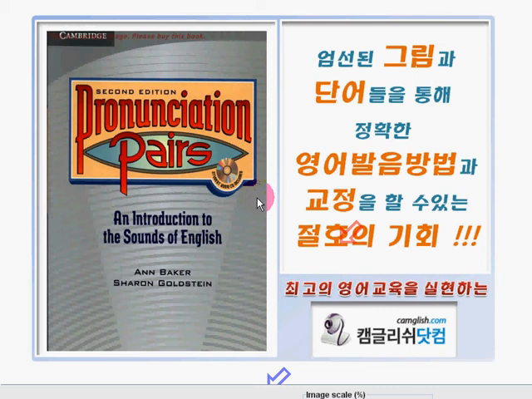Second edition, Pronunciation Pairs, An Introduction to the Sounds of English. This book is written by Anne Baker and Sharon Goldstein.